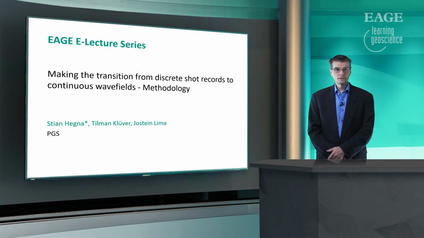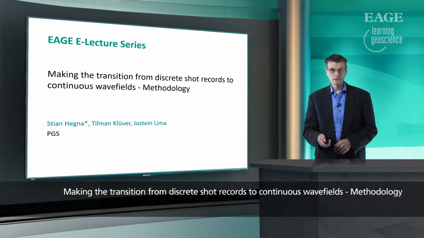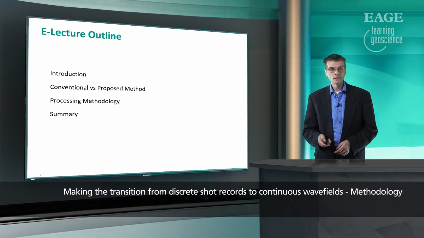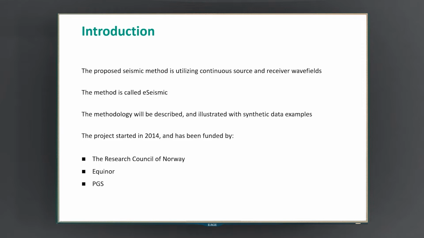I'm going to present the methodology behind making the transition from discrete shot records to continuous wavefield. The outline of the presentation is as follows. We'll start with an introduction, then talk about the conventional versus the proposed seismic method, then go through the processing methodology before summarizing. The proposed seismic method utilizes continuous source and receiver wavefields. We call this method E-seismic. The methodology will be described and illustrated with synthetic data examples.